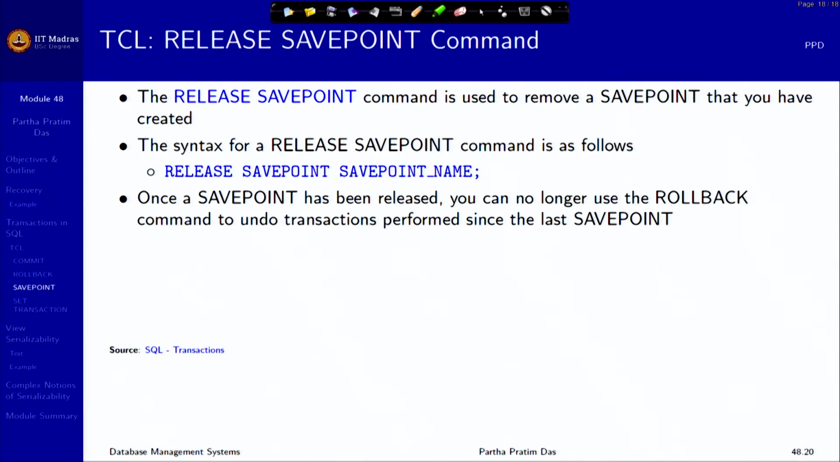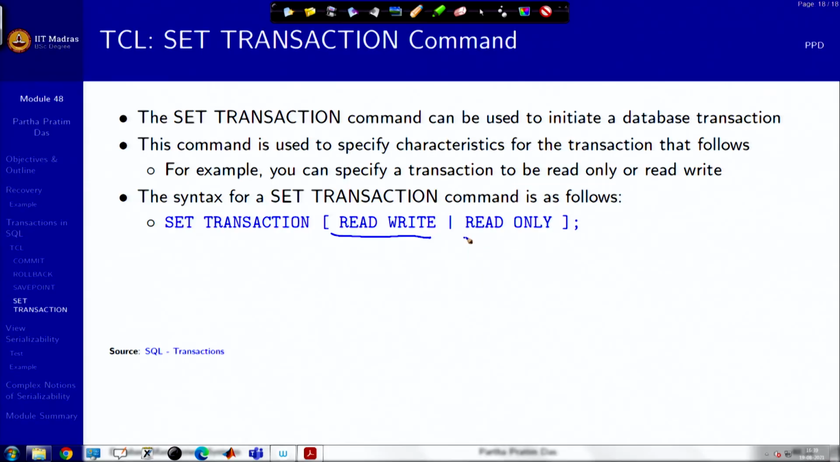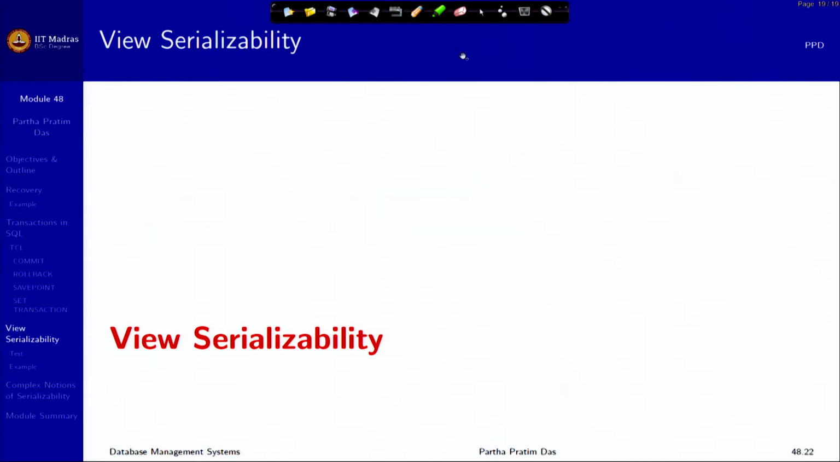And these Savepoint names, if you want to clear them out because you have created them, you can do release Savepoint name, and that will release the Savepoint name. You can also do set transaction to initiate a database transaction. You can specify the characteristics, for example, whether it is a read only transaction or a read write transaction, and so on. Right. So, that is about the TCL.